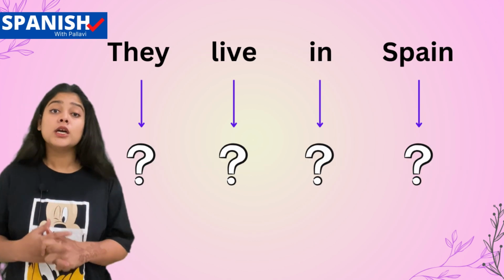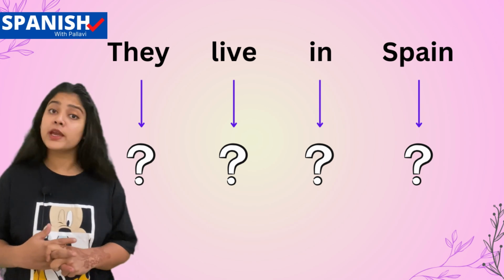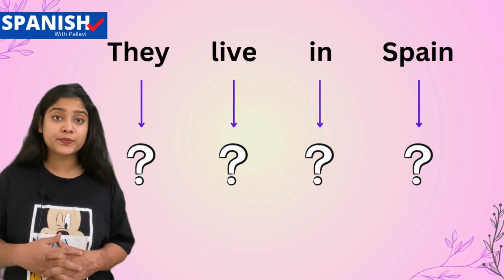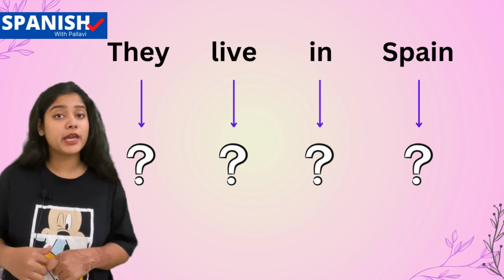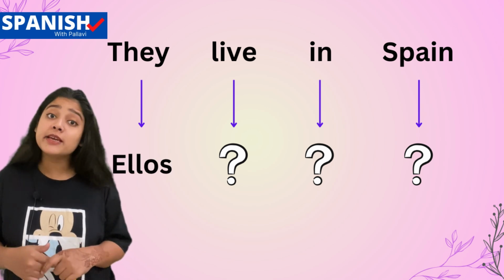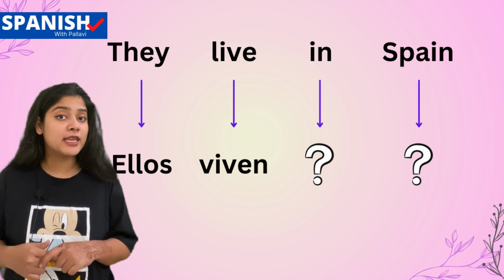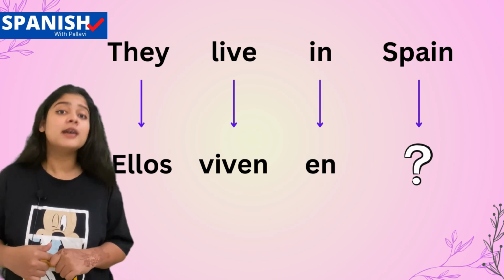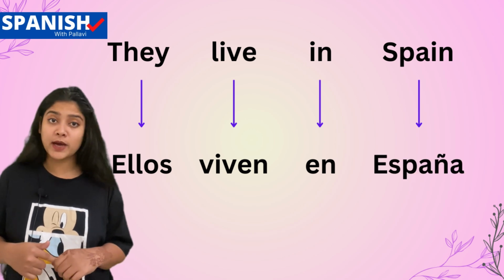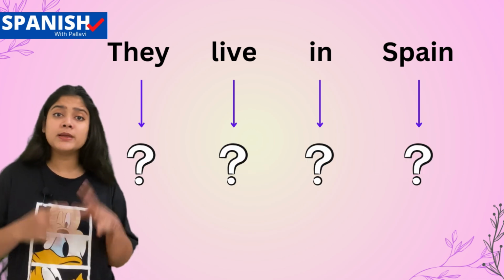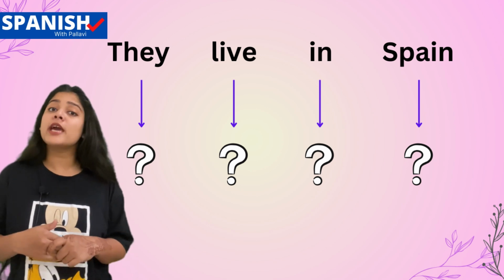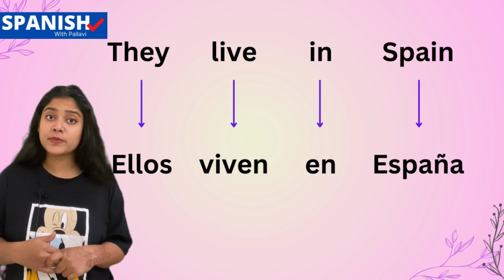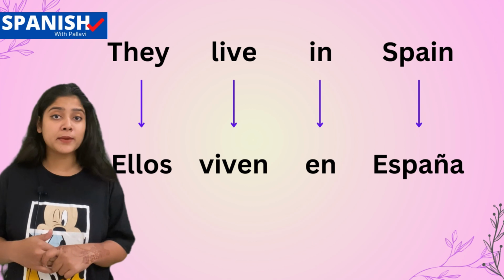Next. They live in Spain. How do you say that in Spanish? They will be ellos. Live will be viven. In will be en. Spain will be España. So the whole sentence will be they live in Spain. Ellos viven en España.